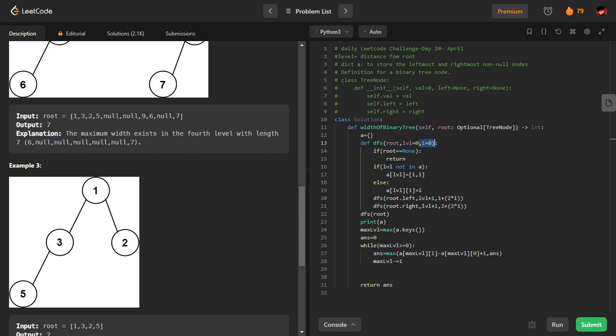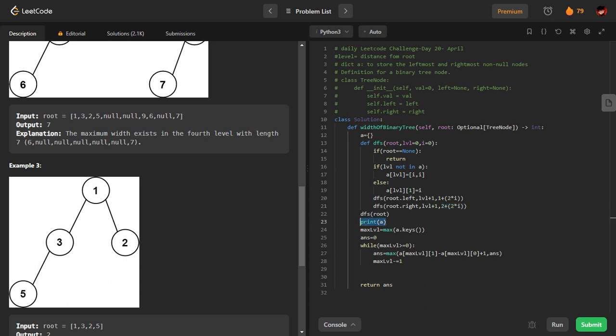So when I'm calling the left child, I'm passing the index 2i plus 1. When I'm calling the right child, I'm passing the index 2i plus 2. This is just an additional naming convention, just an additional numbering to the existing nodes. This will help me calculate the width. That is the basic idea. Finally, I'm printing my data structure array.